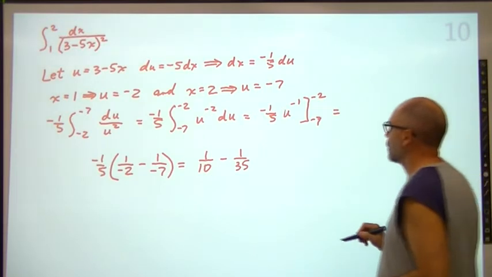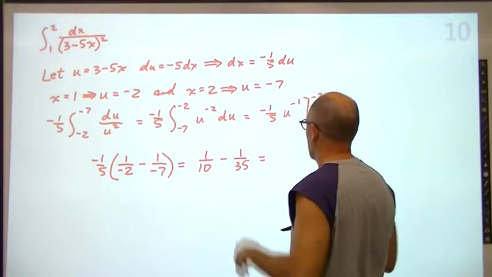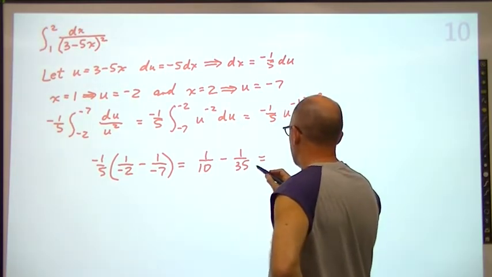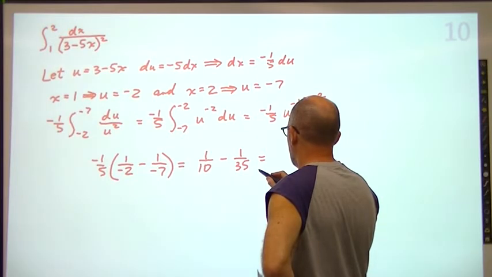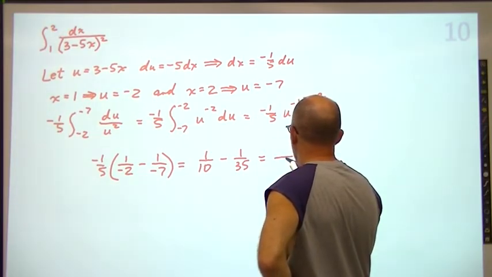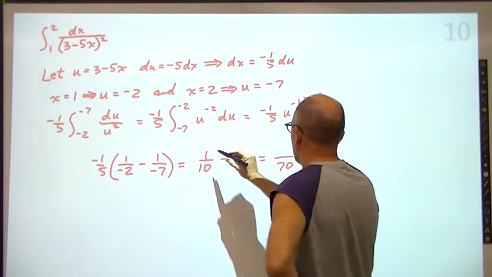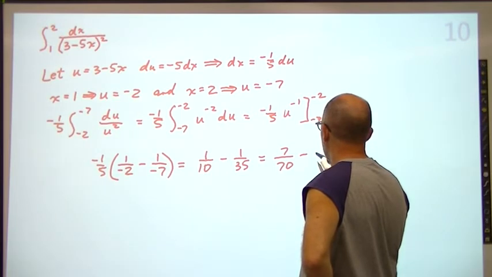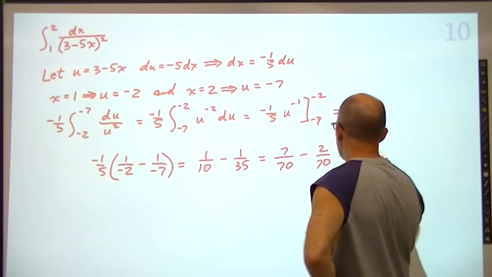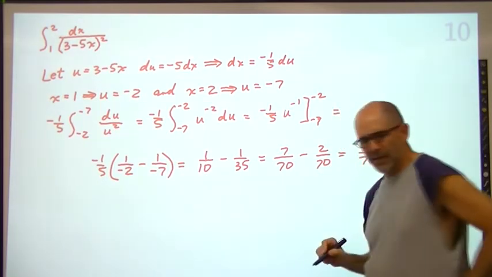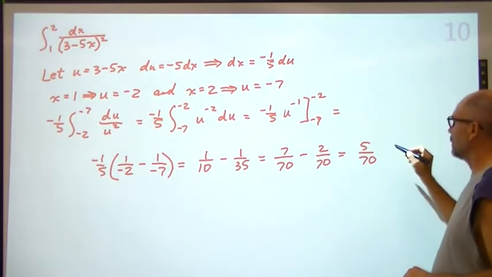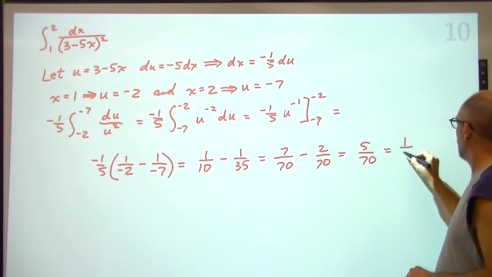All right, and this equals, let's see, 2, 5, 70. Okay, so this makes 7/70 minus 2/70, which equals 5/70. And 5/70 equals 1/14.